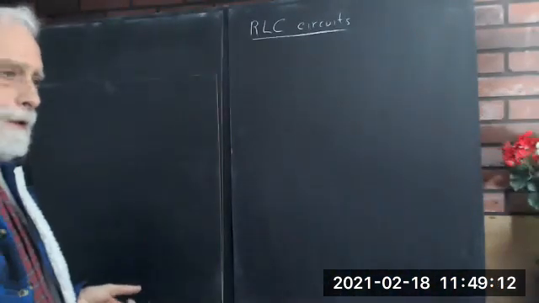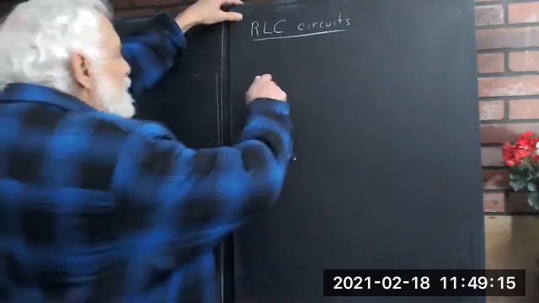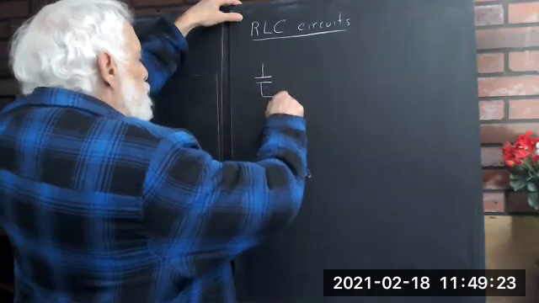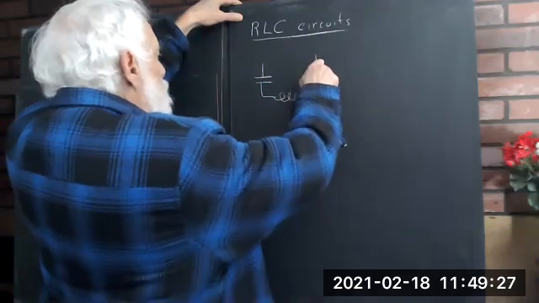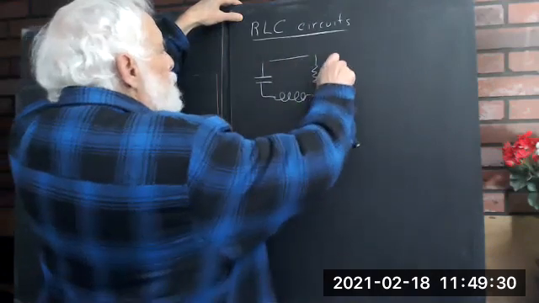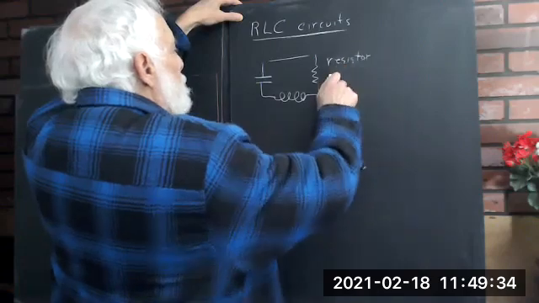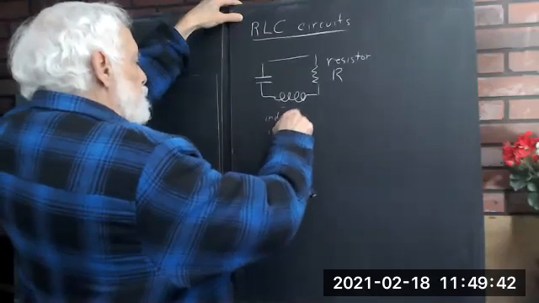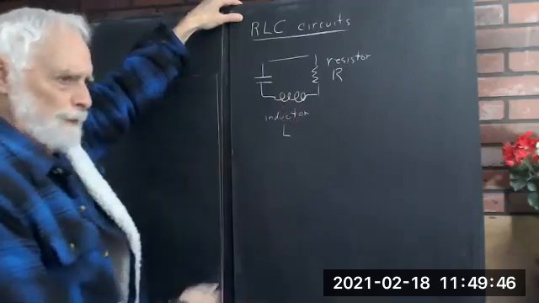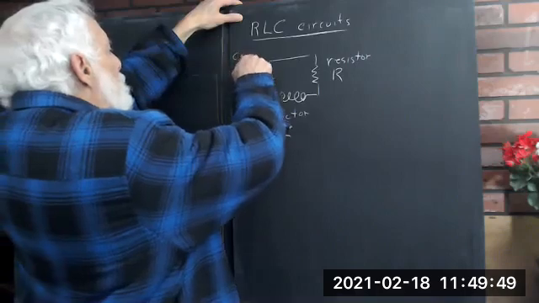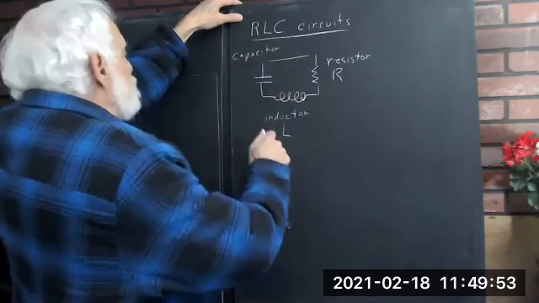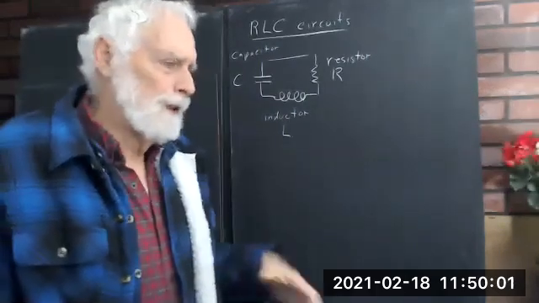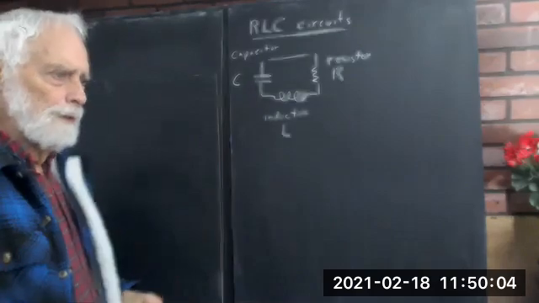Okay, we want to talk a little bit about RLC circuits. A resistor with resistance R. An inductor with inductance L. A capacitor with capacitance C. I'm just going to give you the rules for these things, but I'll make a couple of comments to maybe remind you of something you did in physics.